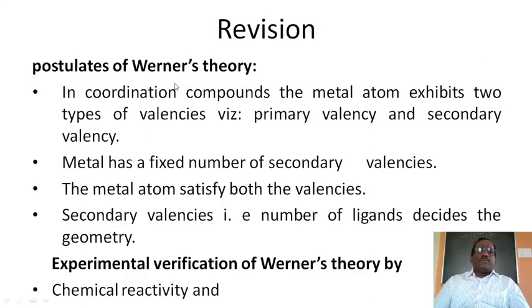In this revision, the 4 postulates: the central atom exhibits 2 types of valency, primary and secondary, and a metal has a fixed number of secondary valencies. The third postulate is that the metal atom satisfies both the valencies, and the secondary valency decides the geometry of the molecules. Experimentally, this can be verified by chemical measurement as well as conductivity measurement. It is possible to establish the existence of coordination compounds. This is all about Werner's coordination theory. In the next session, we will consider further information about coordination compounds.